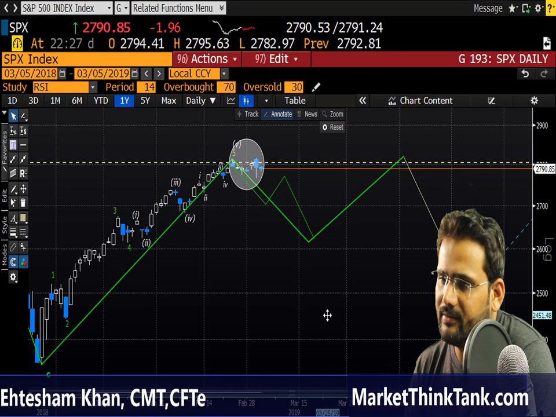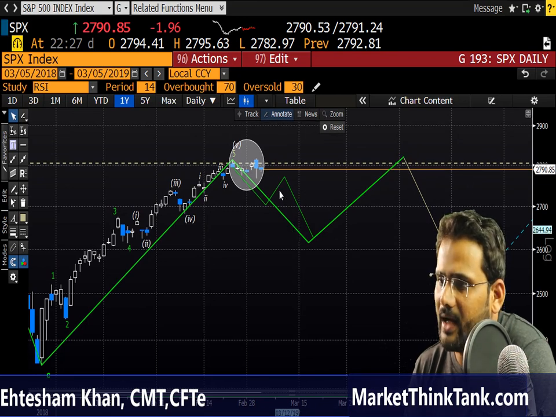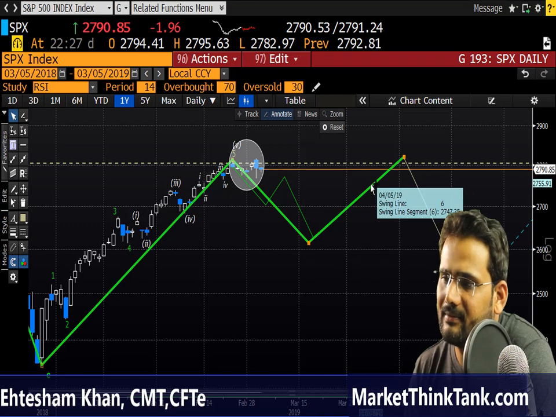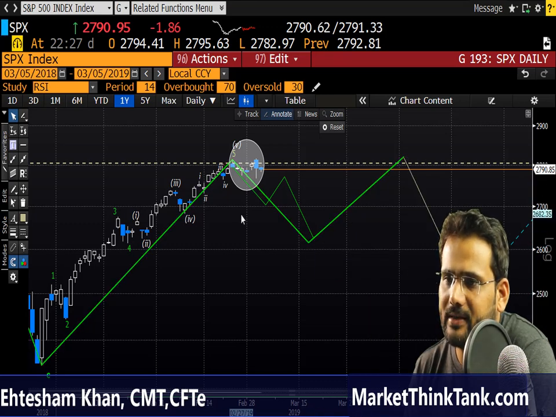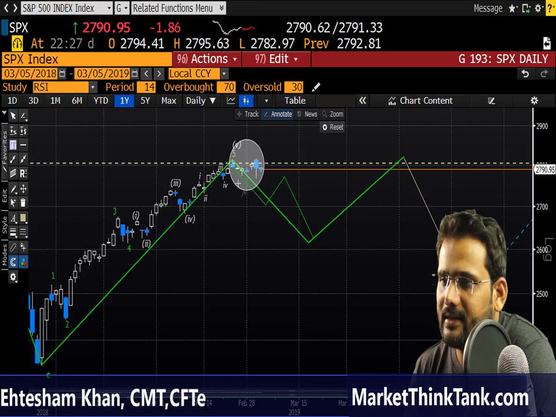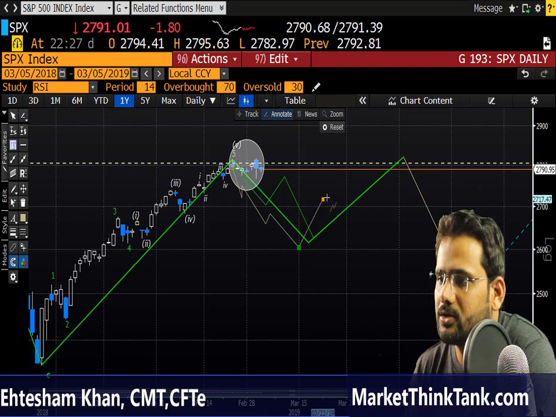or a 3-3-5 structure, or the first wave can be 5 and then 3 and then 5, which can be a zigzag pattern. So we might get a correction like this: 1, 2, 3, 4, 5, then 1, 2, 3 in upward correction, and then a 5-wave down.